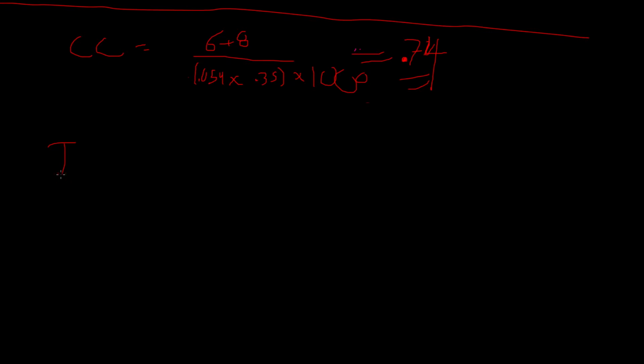So our interference value will simply be 1 minus whatever your coefficient of coincidence is. For this case, our coefficient of coincidence was 0.74. So our interference in this case will be simply 1 minus that, and you get that the interference is 0.26.